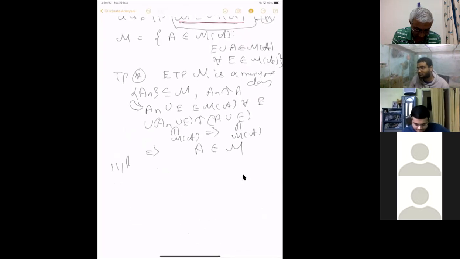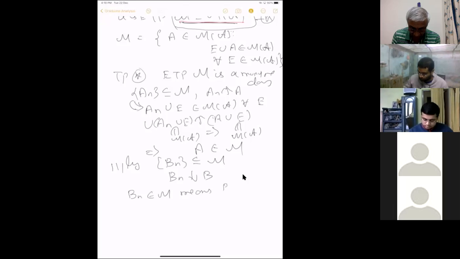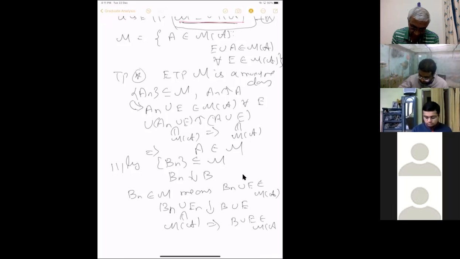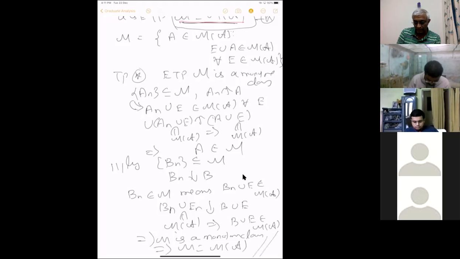Similarly for intersection. If you have a Bn which is contained in M and Bn decreases to B, then Bn is in M, which means Bn union E is in M of A. Now Bn union E decreases to B union E. So now all these things are in M of A. But since M of A is a monotone class, this implies B union E is also in M of A. This implies M of A is a monotone class, which implies M is equal to M of A. That's what we want to prove. So the theorem is proved.